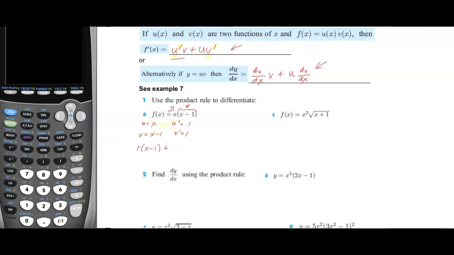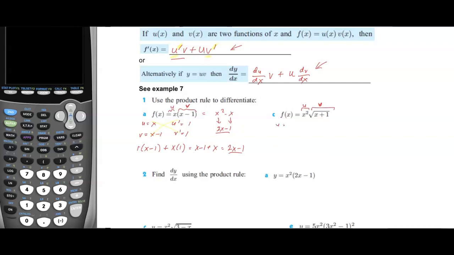So we'll do 1 times x minus 1. And remember, the order doesn't really matter. And then we'll do x times 1. So that's equal to x minus 1 plus x, which is equal to 2x minus 1. Okay, and just to confirm, if we multiply this out, x squared minus x, if we took the derivative of the distributed form, we would get 2x minus 1. Same thing, right?